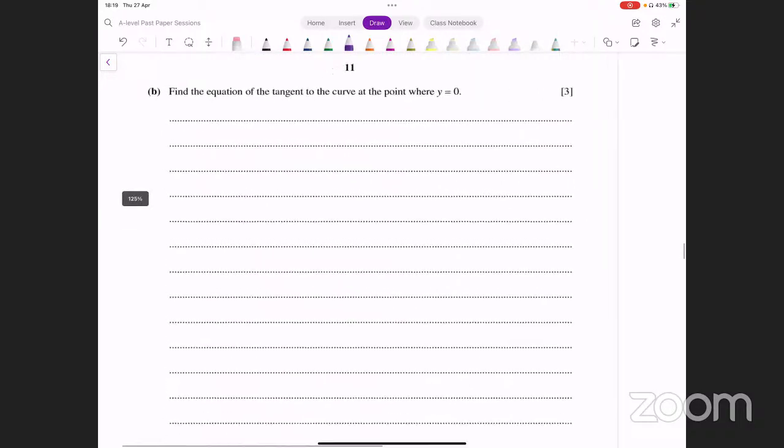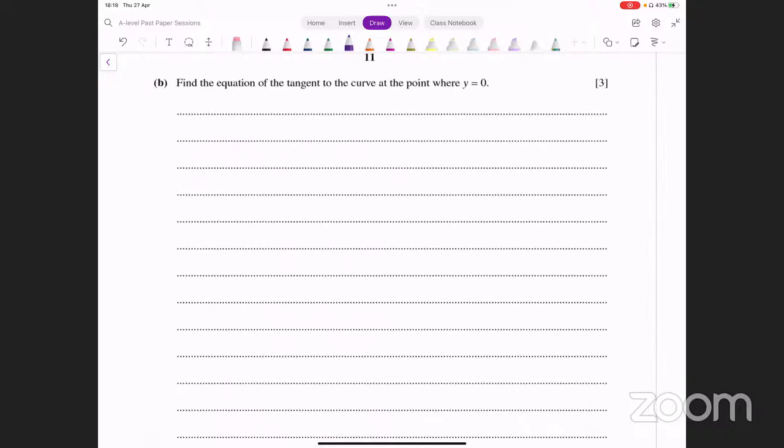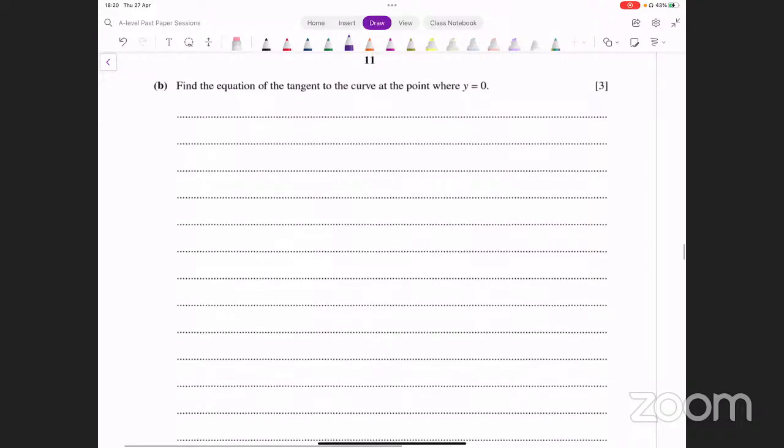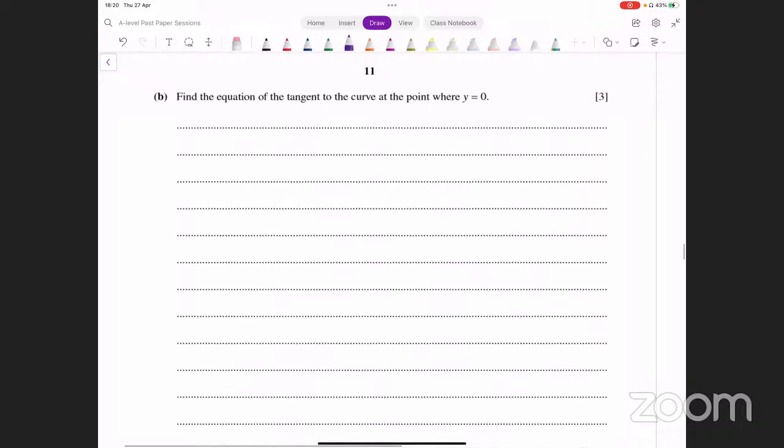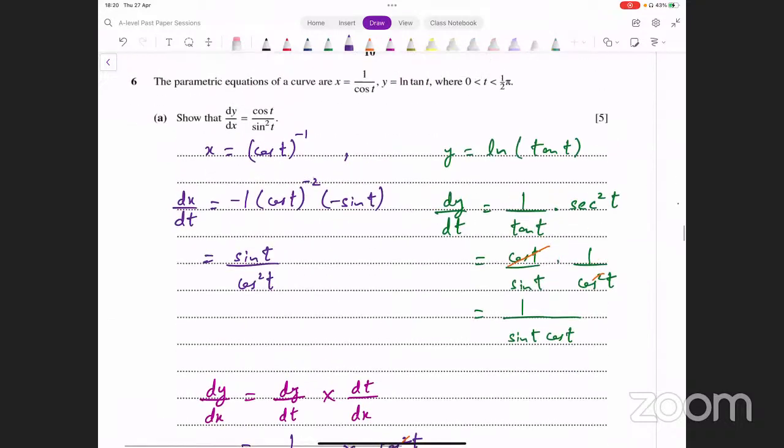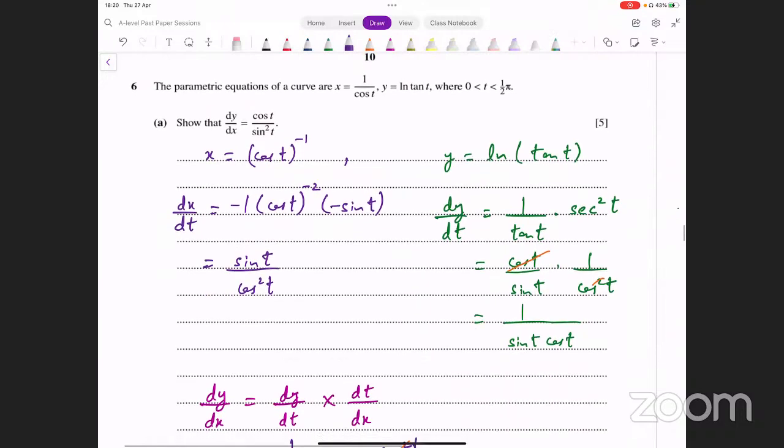It says find the equation of the tangent to the curve at the point where y equals 0. Tangent की equation निकालनी है. Tangent is a straight line. Straight line की equation के लिए you need two things: a point and the gradient. Okay. So the equation of the curve is y equal to. Okay, we don't have the equation of the curve.